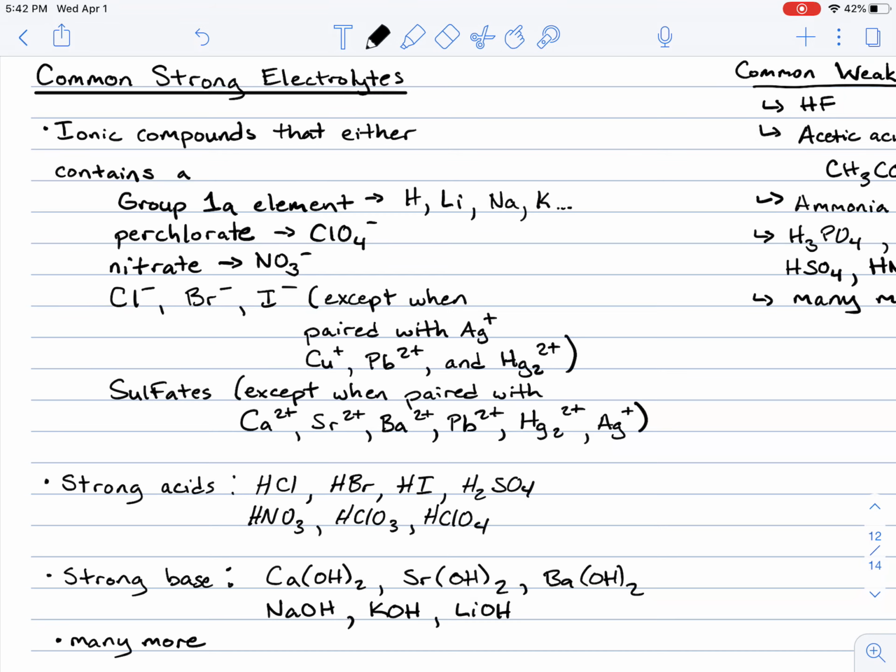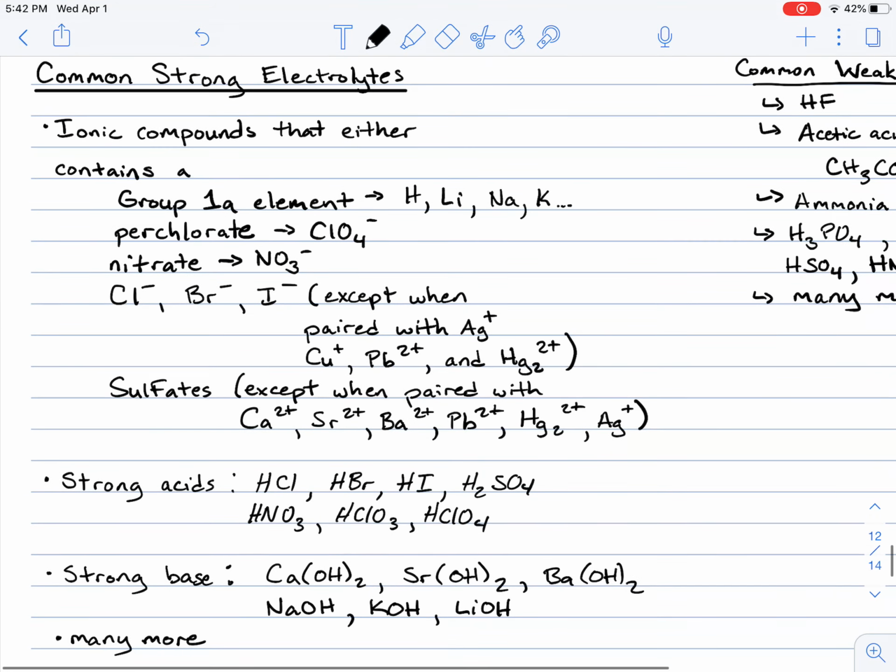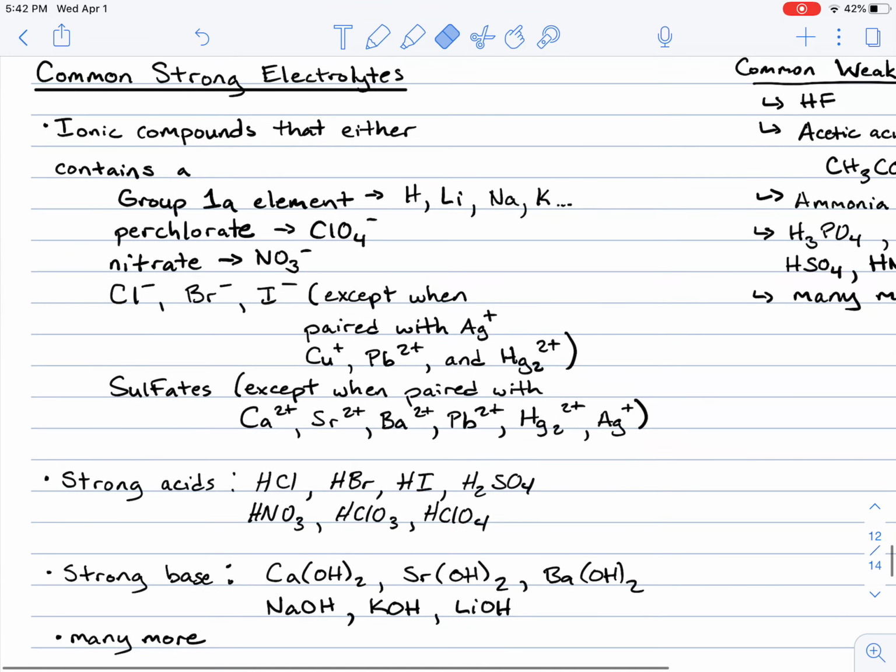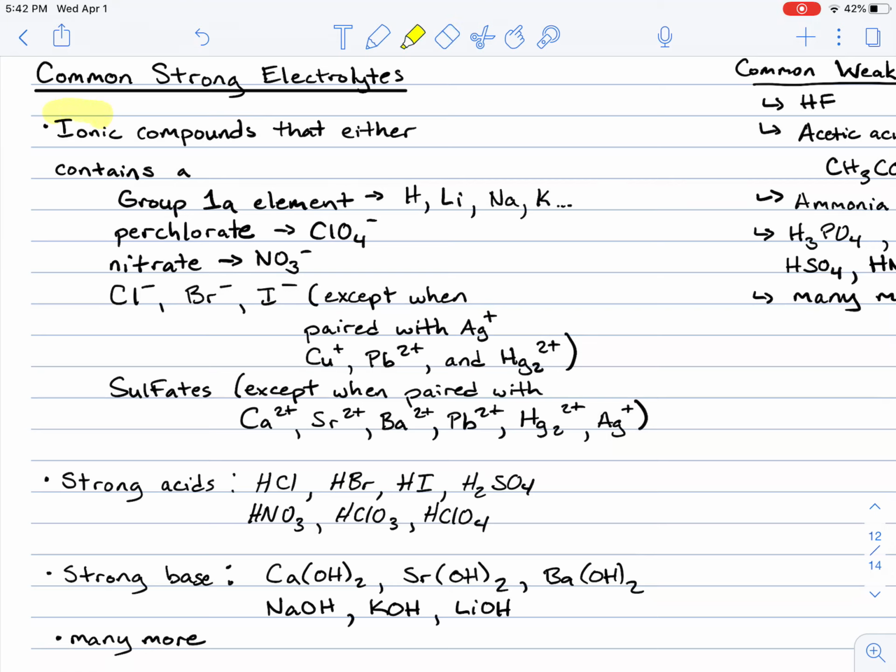And sulfates are also strong electrolytes, except when they're paired with what I've listed down. So if you have calcium sulfate, strontium sulfate, barium sulfate, lead 2 sulfate, mercury 1 sulfate, and silver sulfate, all of those are actually precipitates. And so since they form a precipitate, if those ions are paired with sulfate, then it wouldn't be a strong electrolyte. And so this whole block is coming from your solubility rules.